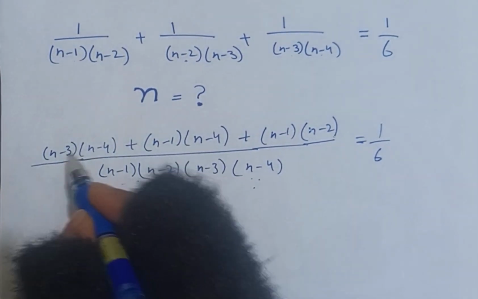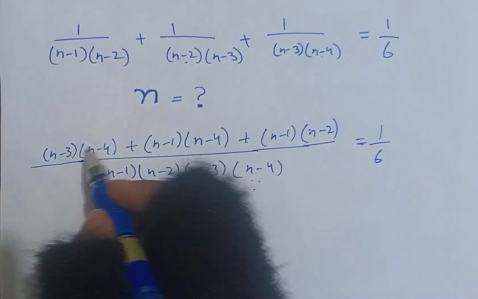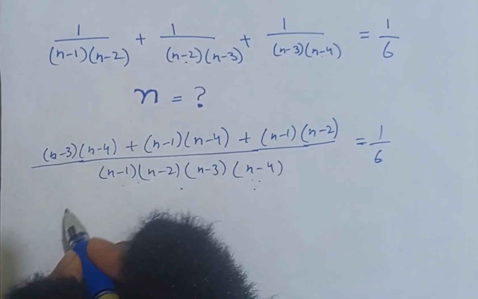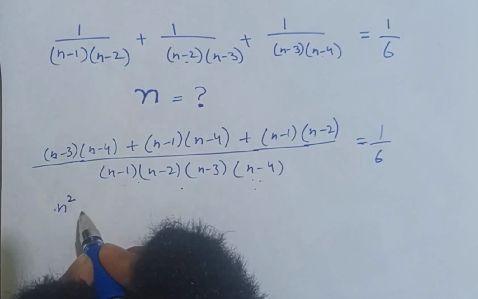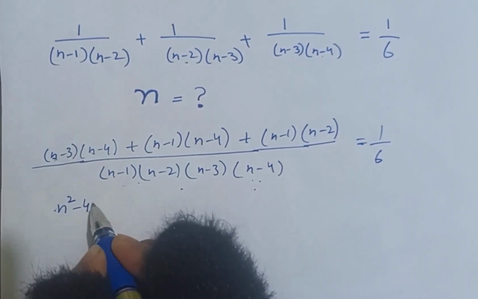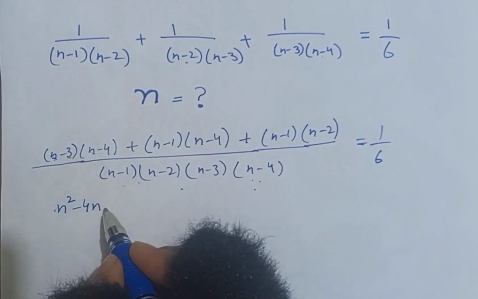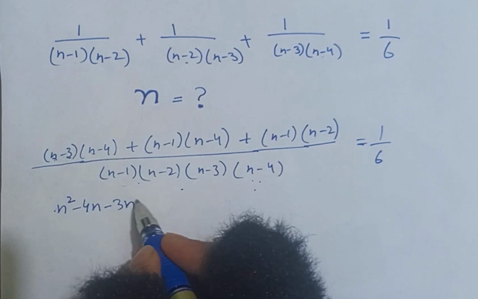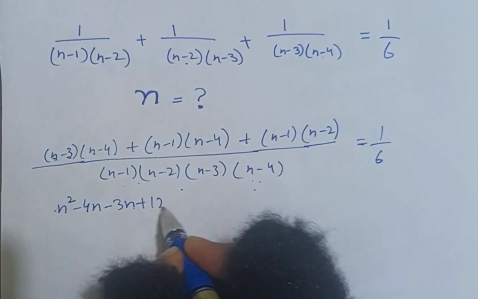And in the next step, we multiply these values. So n multiplied by n, we get n square. Multiply n by minus 4, we get minus 4n. Multiply minus 3 by n, we get minus 3n. Multiply minus 3 by minus 4, we get plus 12.